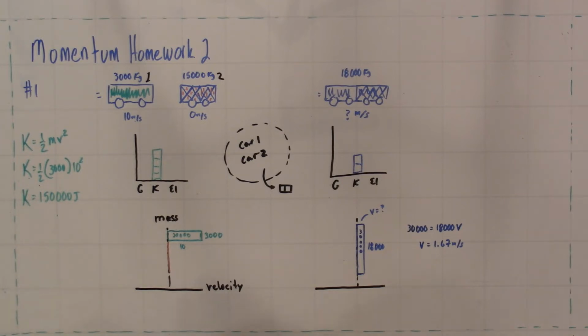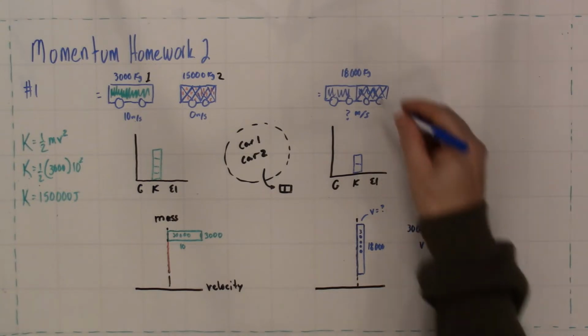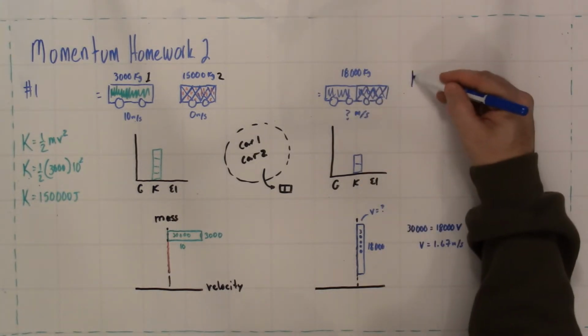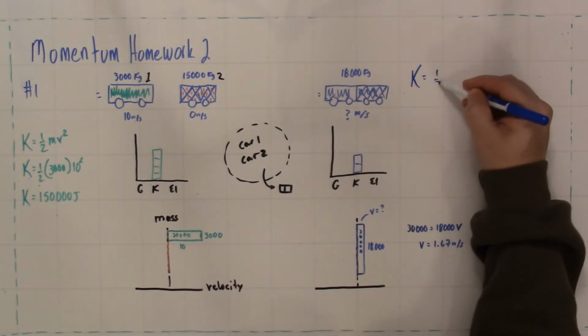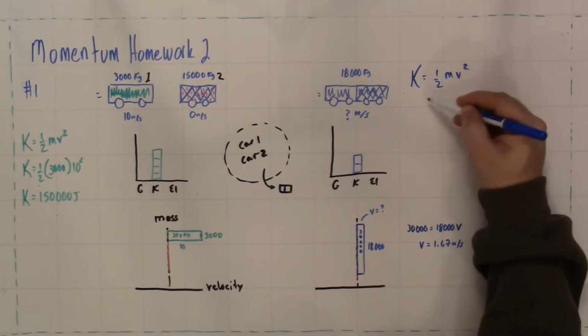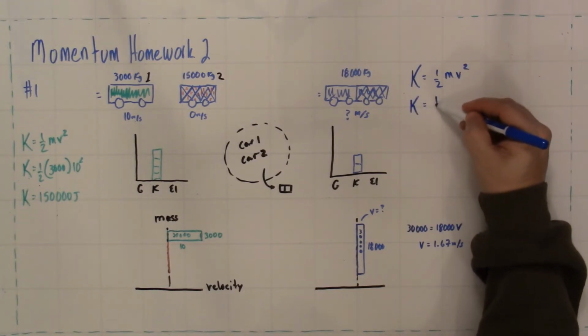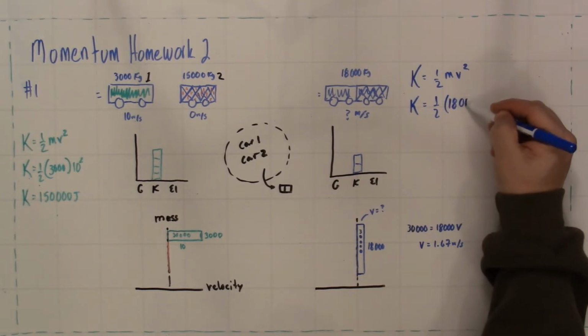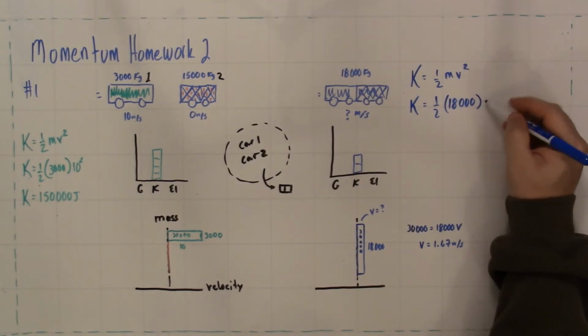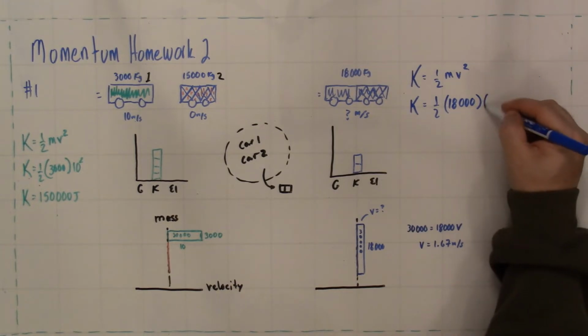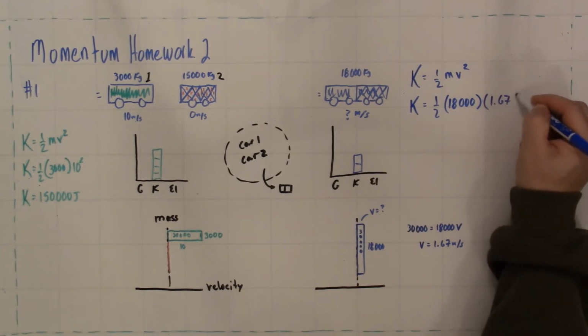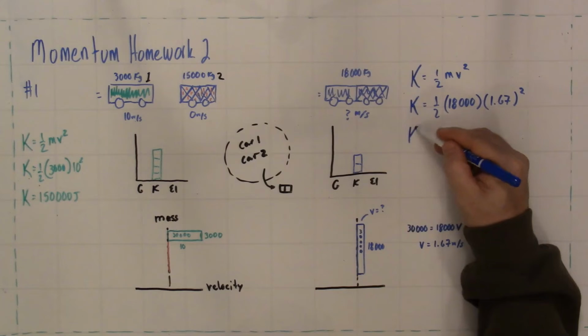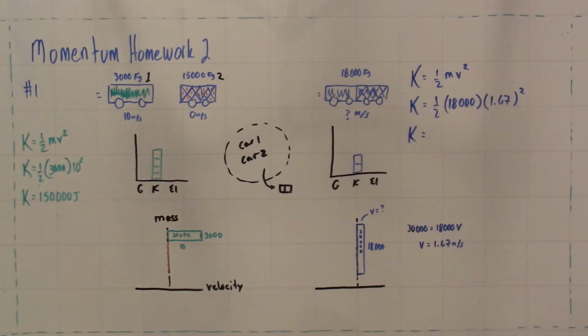Now, what about the after situation? If I look at the after situation over here, it's these guys that are moving together. So what's their kinetic energy? Again, 1/2 mv squared. Their total mass is 18,000. And their velocity, as we decided down here, was 1.67 squared. So let me take a moment and calculate that.